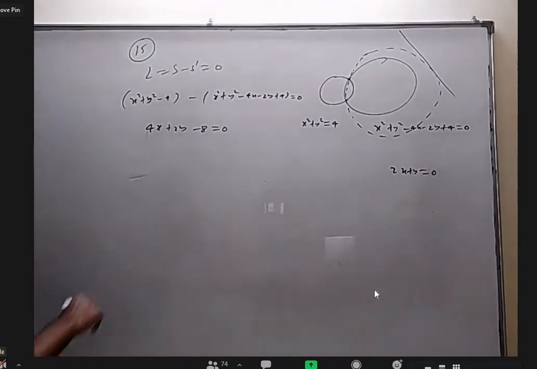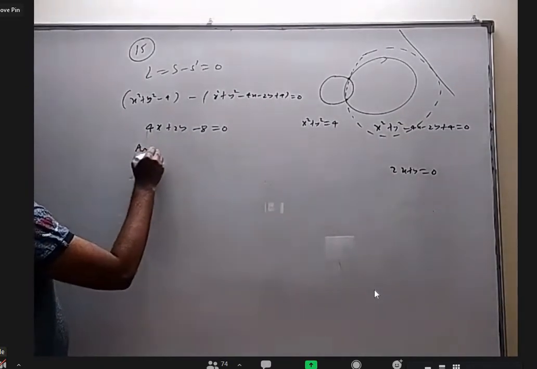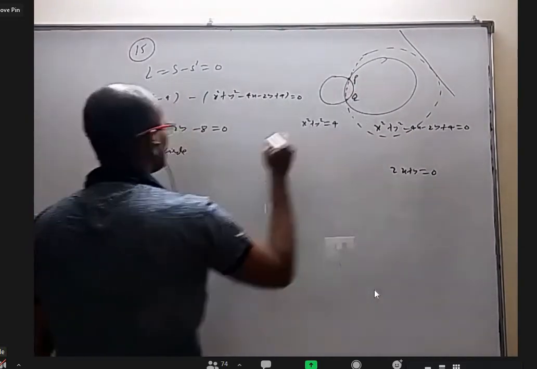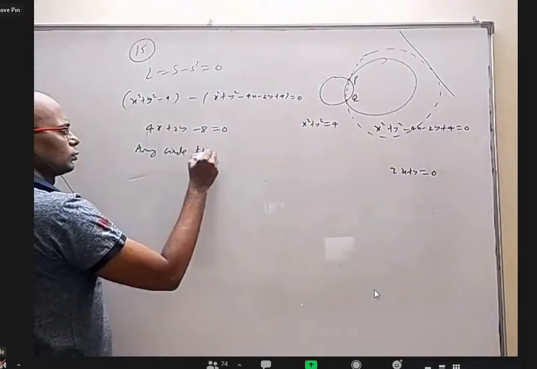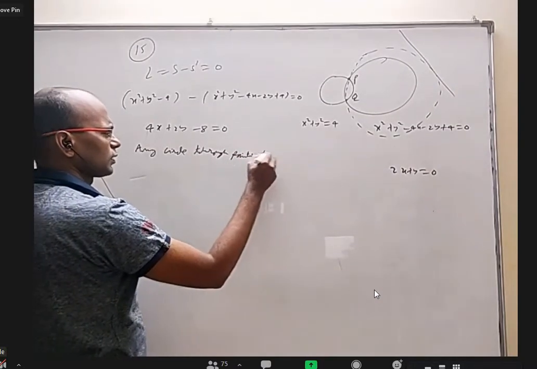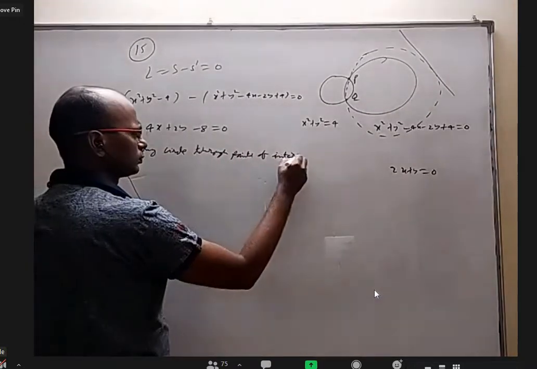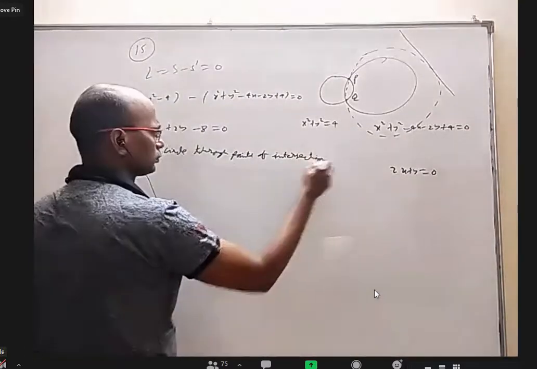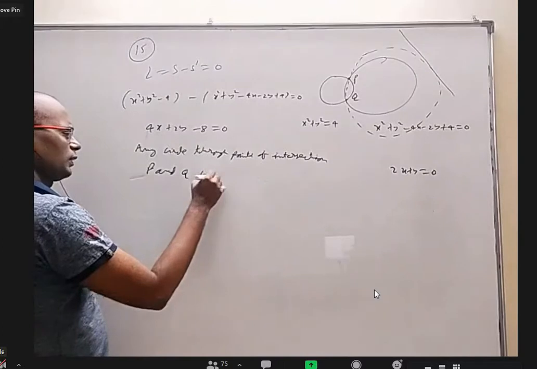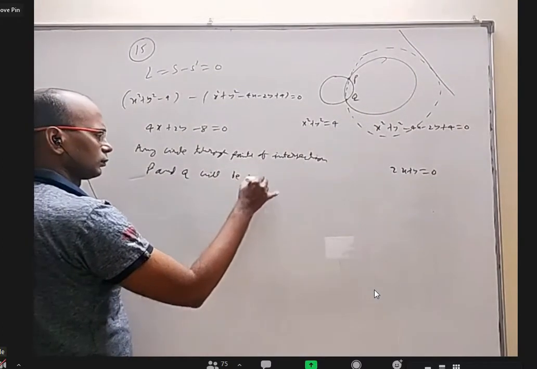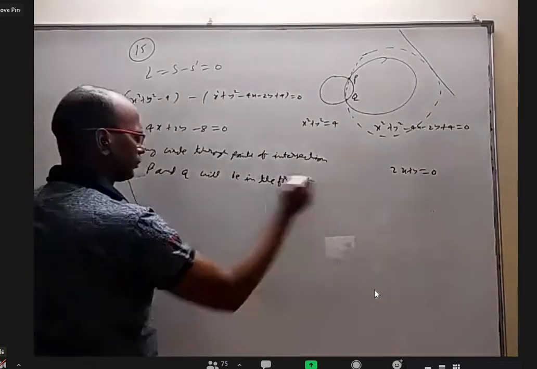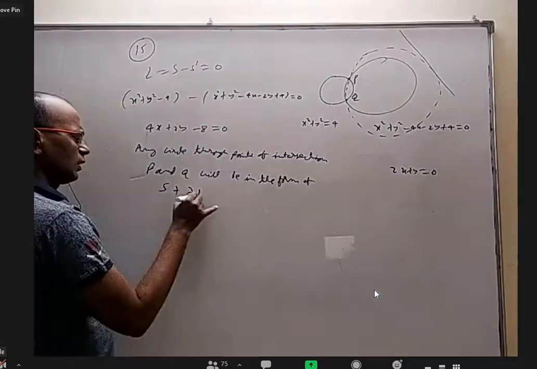Okay, so now any circle, I'll give the names P and Q. Any circle through the points of intersection P and Q will be in the form of S plus lambda L equal to 0.